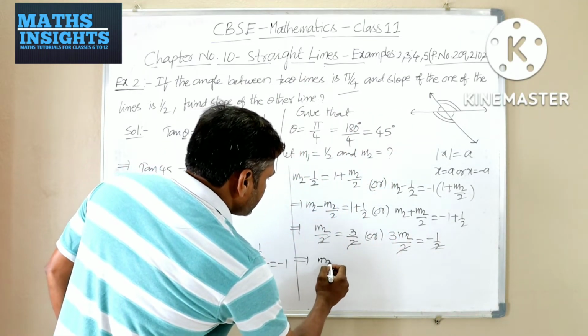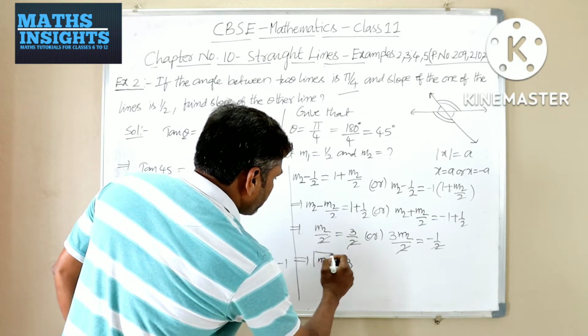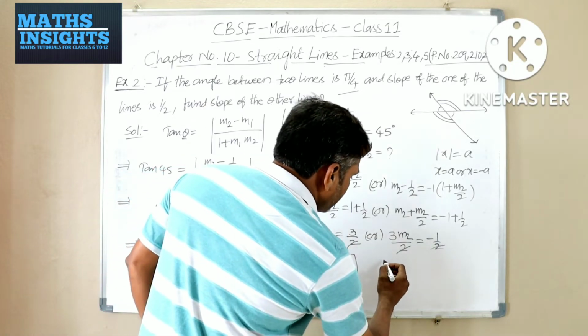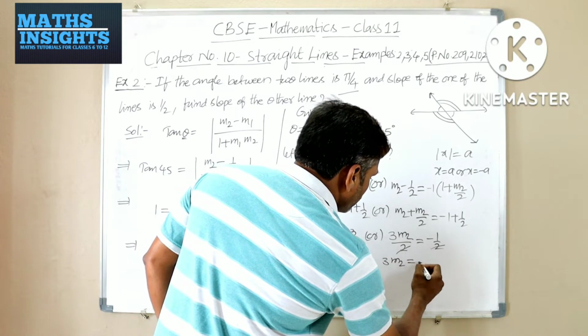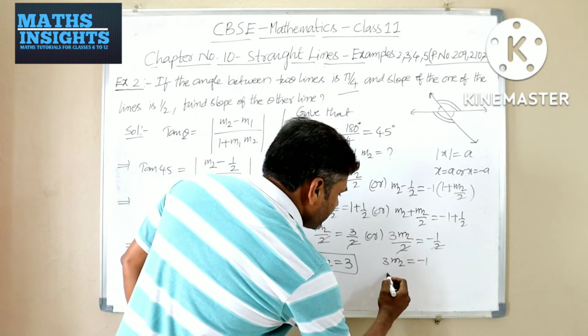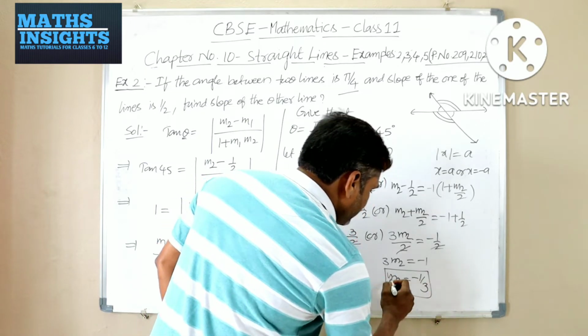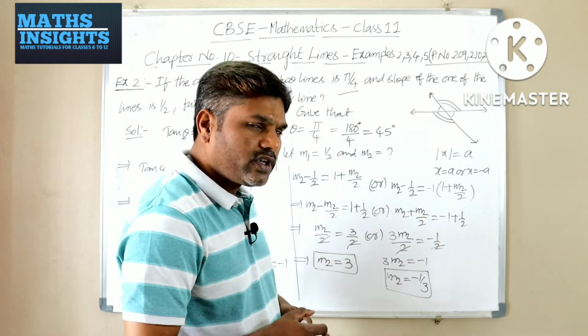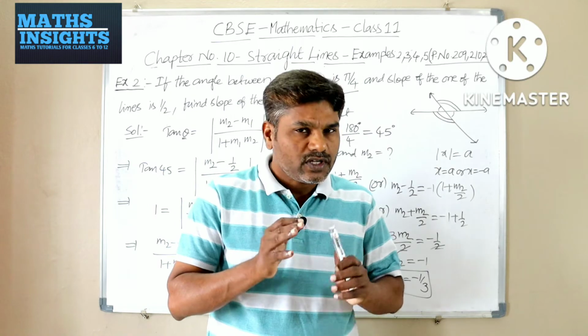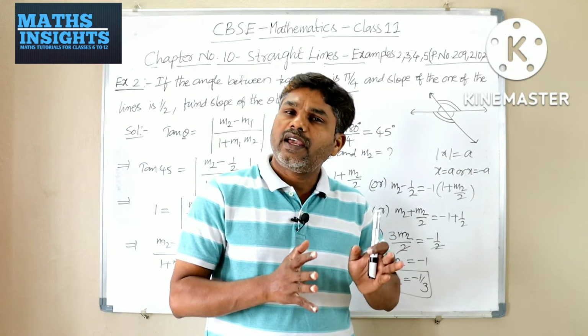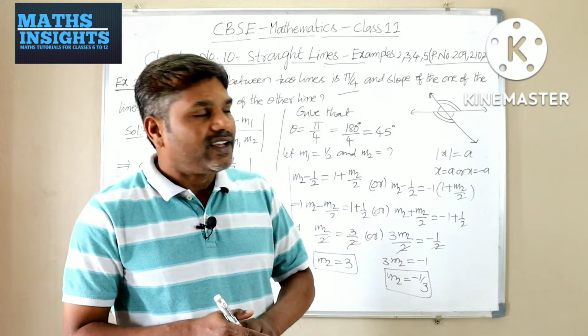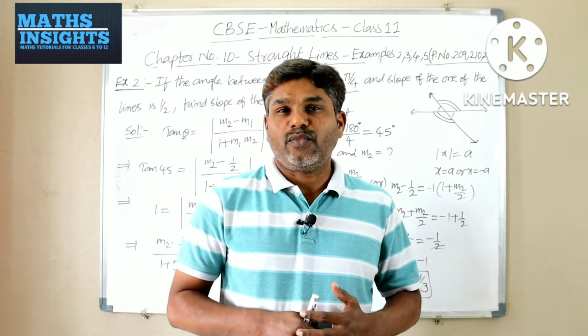Therefore, in this case M2 is equal to 3, and in this case 3 M2 is equal to minus 1, so M2 is equal to minus 1 by 3. These are the values of M2, the slope of the second line. If the slope of the first line and the angle between them are given, you will go to the next example.